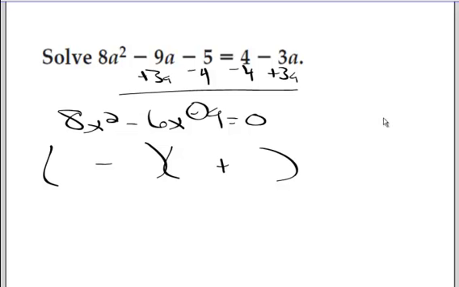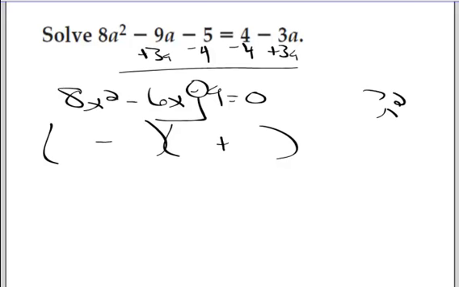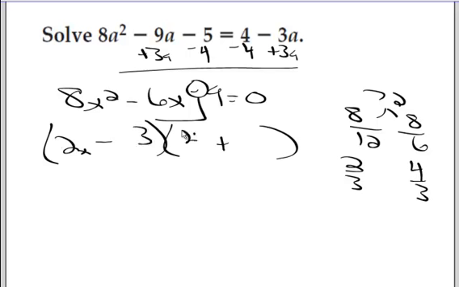Factors of 9 times 8 is 72. Factors of 72 that subtract down to get 6. Well, that's going to be 12 and 6. And we're going to put 8 over top of each one. So that's both by 4. So 2/3 and 4/3. 2/3 and 4/3, both equal to 0.